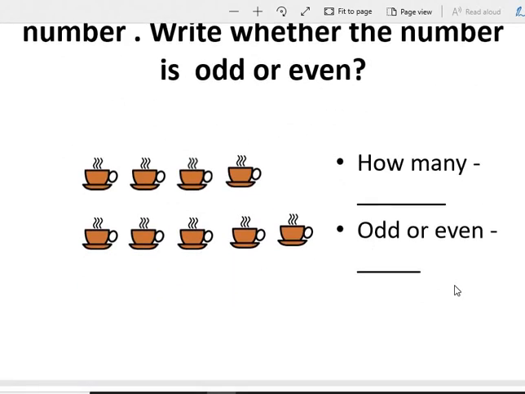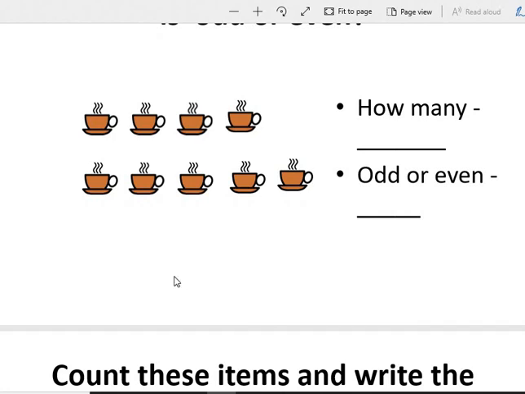Now the next one, look at these cups and let's count and see how many are there. 1, 2, 3, 4, 5, 6, 7, 8, 9. So there are 9 cups and let's find out whether this number 9 is odd or even. Let's make the pair. Let's see whether this makes a perfect pair of 2. No, because there is 1 cup left without a pair. Here there is no cup. So number 9 is an odd number.